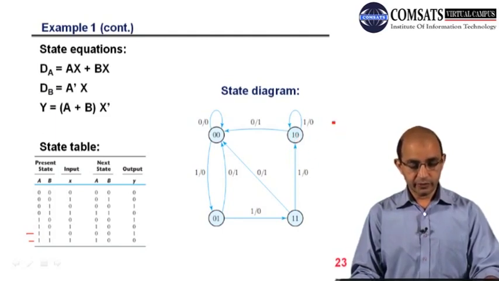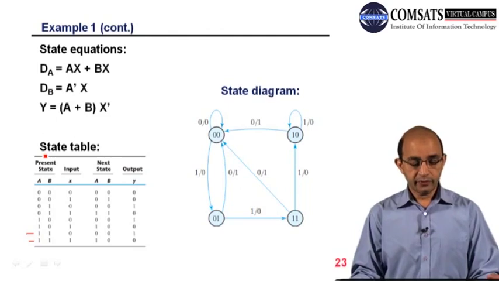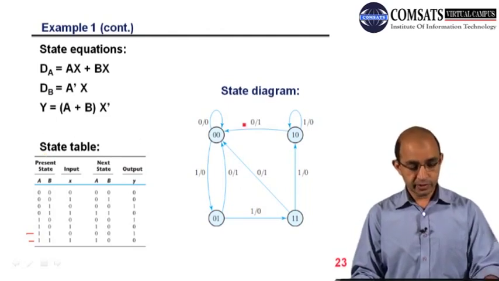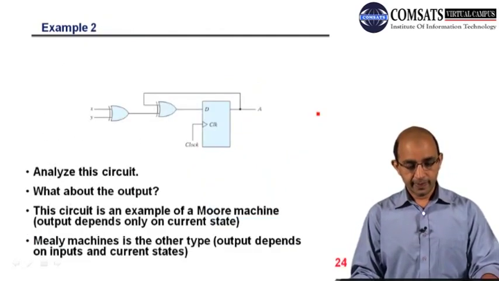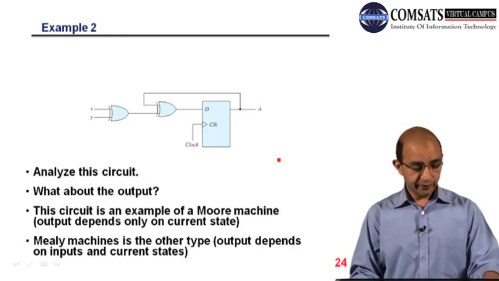So if you have this state diagram, you can draw the state table, and if you have the state table, you can draw the state diagram. Okay, then we have another example. Here we have a single D flip-flop. Similar questions we have to answer.